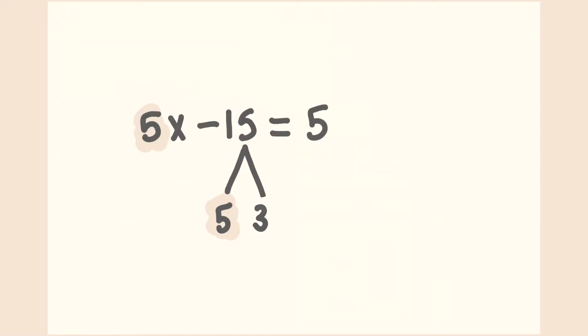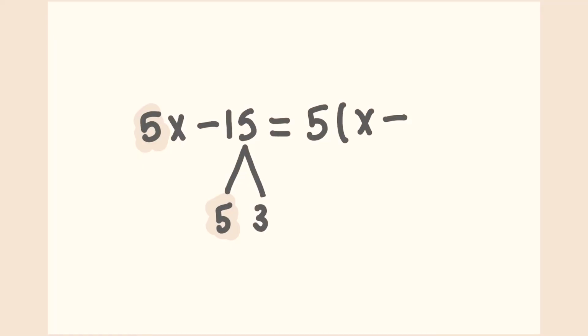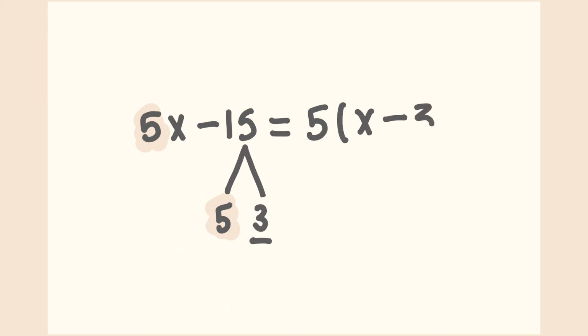Now that we found our common factor, let's write it, and then finally let's write what's left. We wrote the 5 already, so we can just write the x and then the minus sign. And then we already wrote a 5, but 15 is a combination of 5 times 3. So we still have a 3 that we have to write left over.